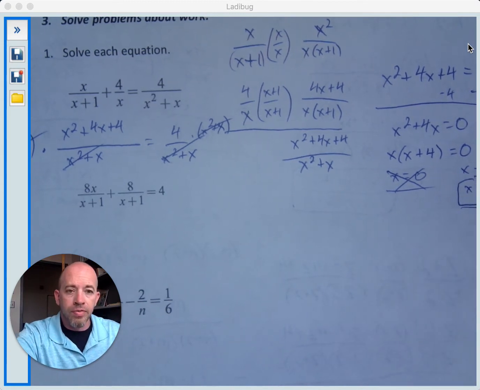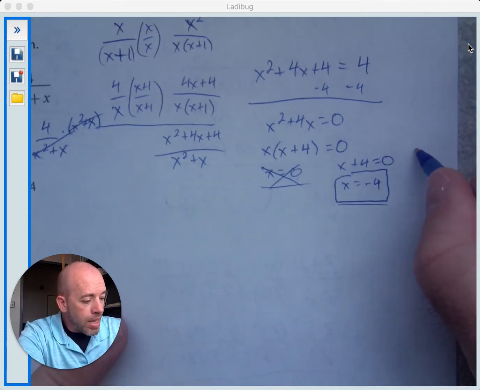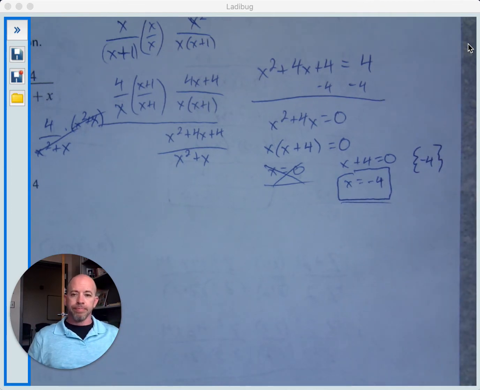X equals negative 4. Now, again, on MyLab, you may be asked to give a solution set. So you would have a set with negative 4 in it. All right, so let's look at the next one.